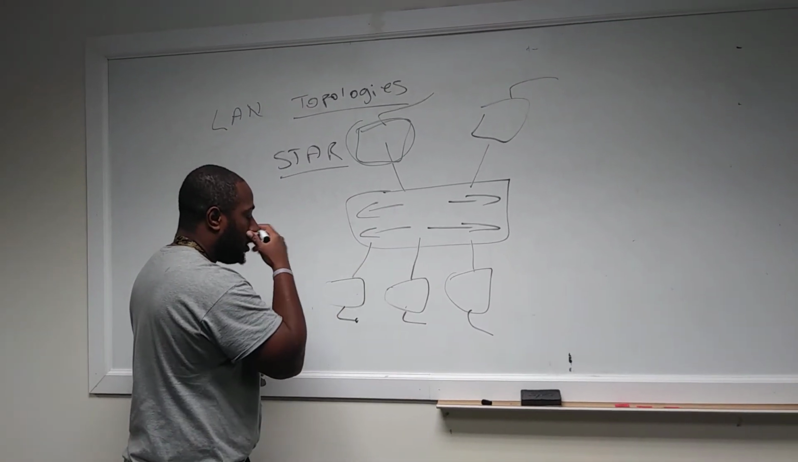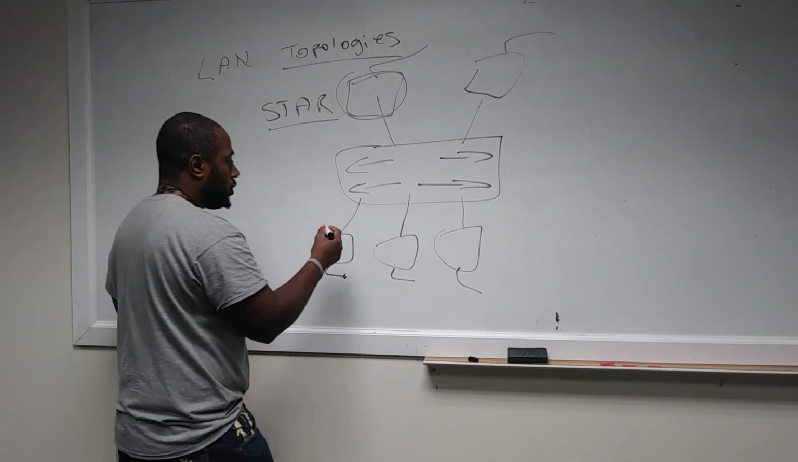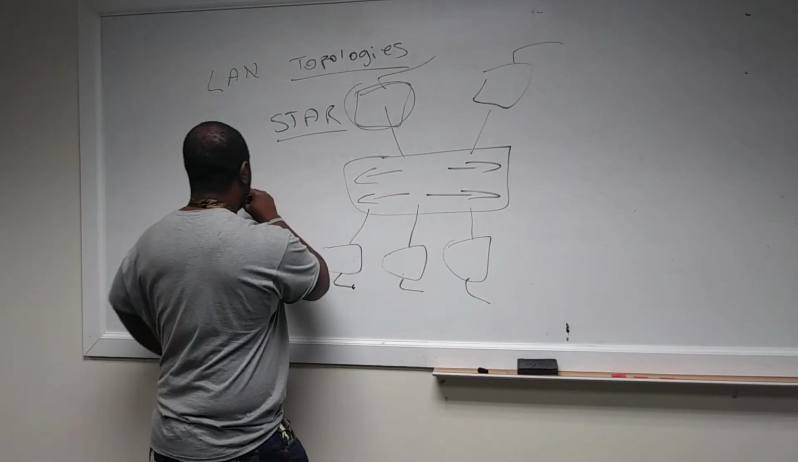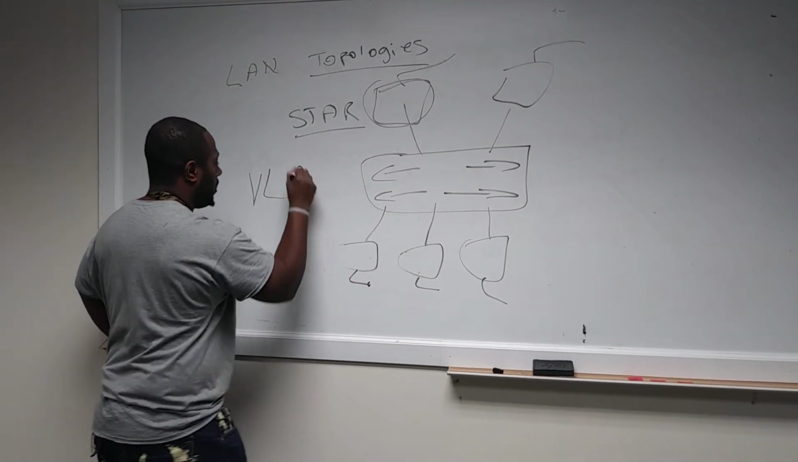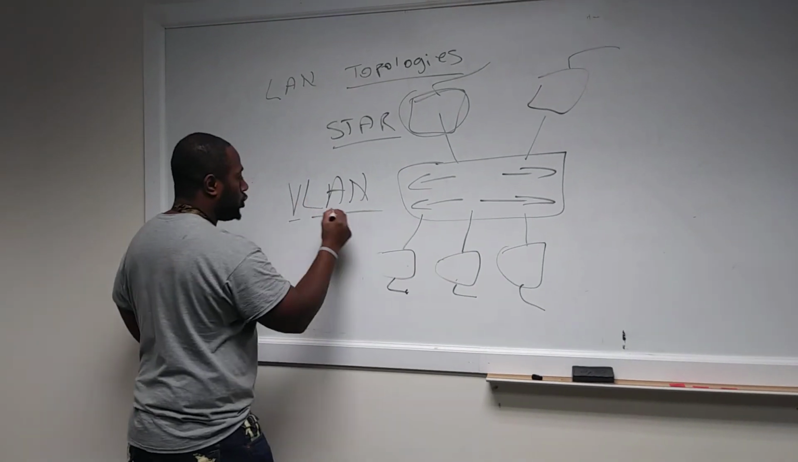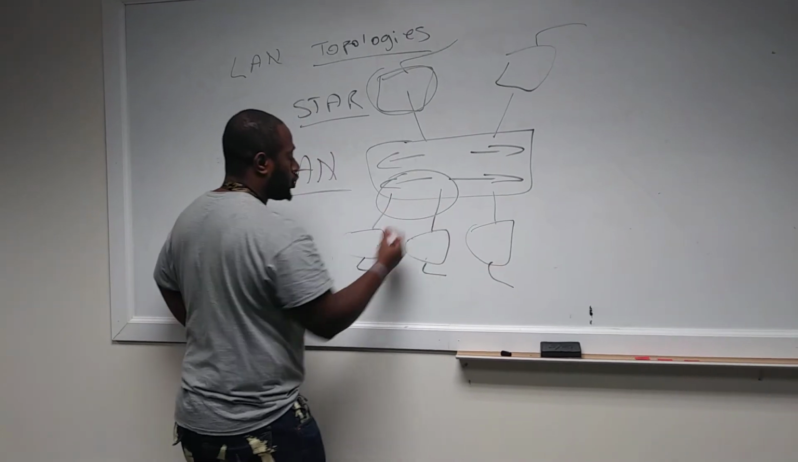So you have a star topology. In the star topology, you can group your computers in what is called a virtual LAN, a VLAN, a virtual local area network. You can take these two computers and put them in a virtual LAN.